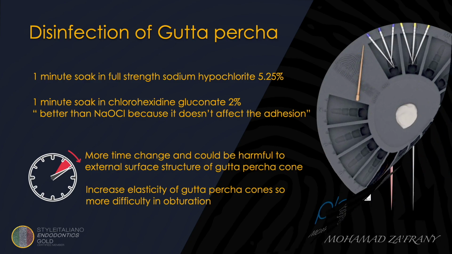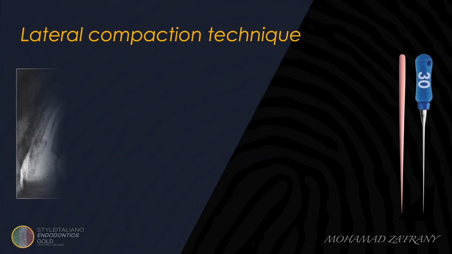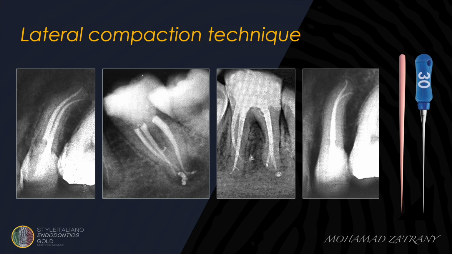The lateral compaction technique is a commonly used obturation technique, especially among beginners, but it has some disadvantages, like the possibility of induced crack formation. Mostly it has a single cone at the apex, it is time consuming, more amount of sealer inside the canal, so higher possibility of leakage, and for sure poor adaptation of the root canal filling material to irregularities. Here are some cases that I did in the past using lateral compaction technique.